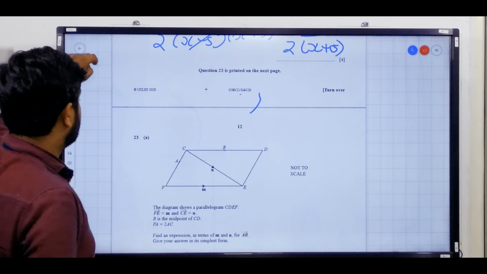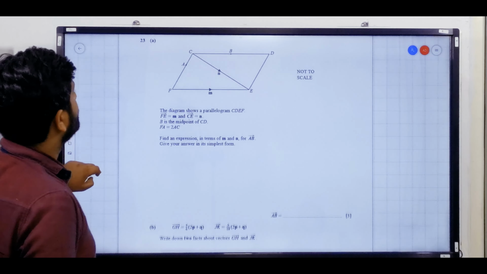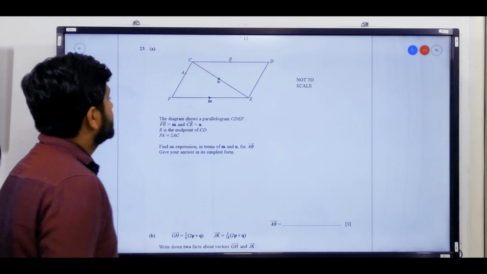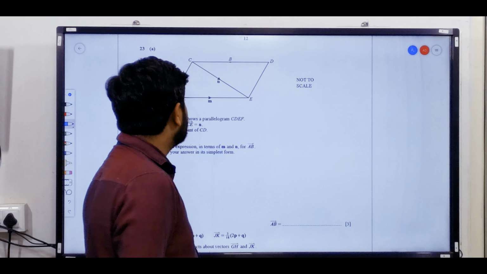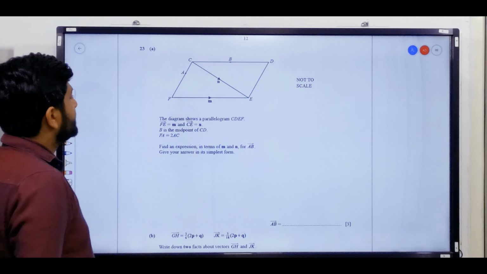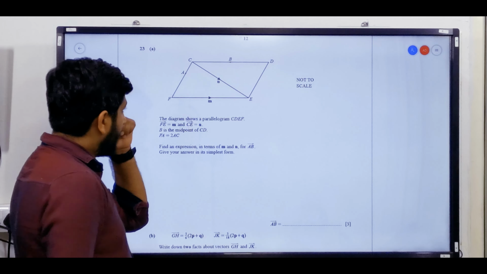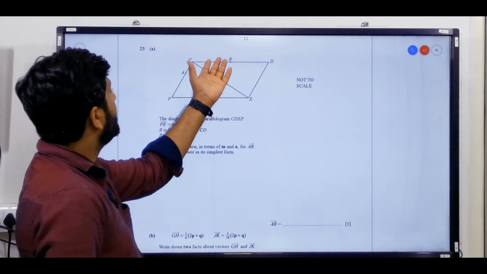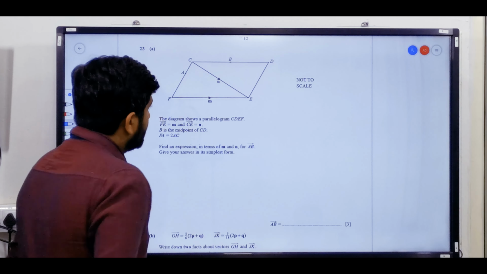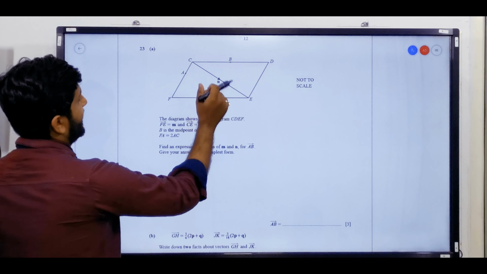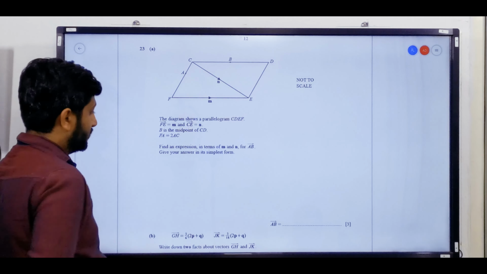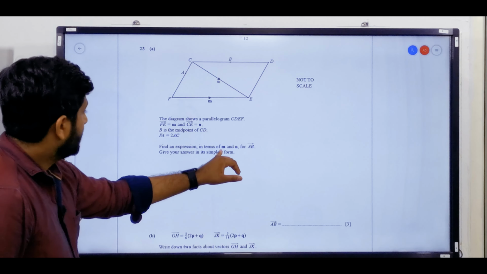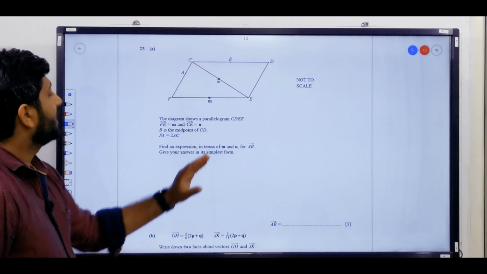Let's move on to the next question. Probably this should be our last question. The diagram shows parallelogram CDEF. FE is equal to M and CF is equal to N. B is the midpoint of CD. So if this is M, this should be M by 2, M by 2. Find an expression of M and N for AB.